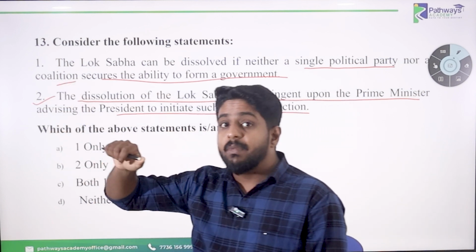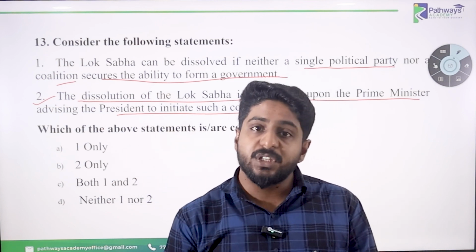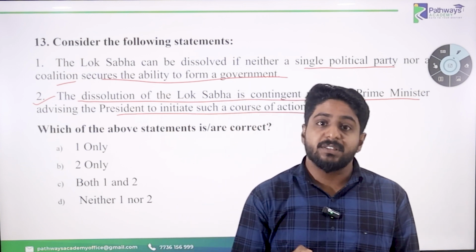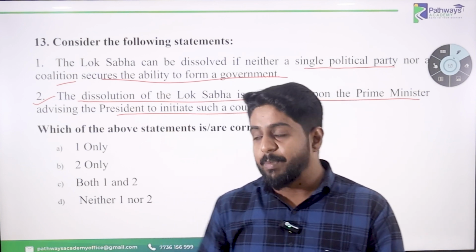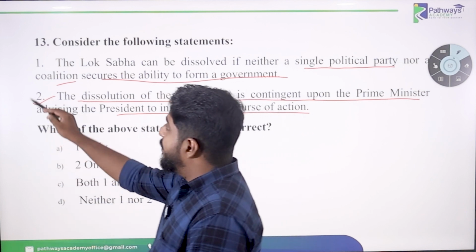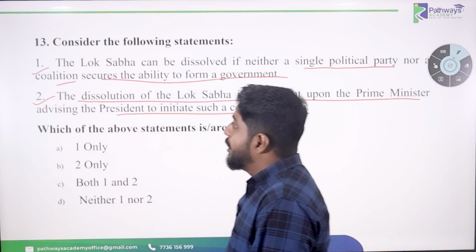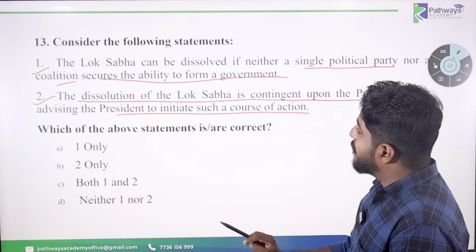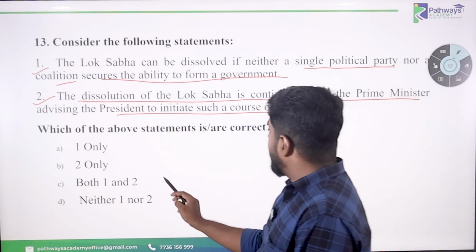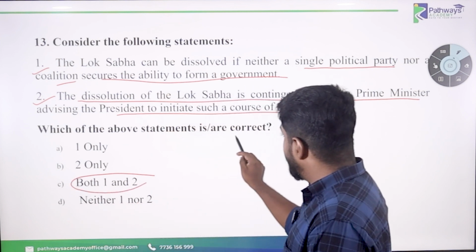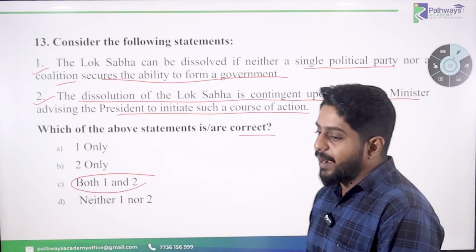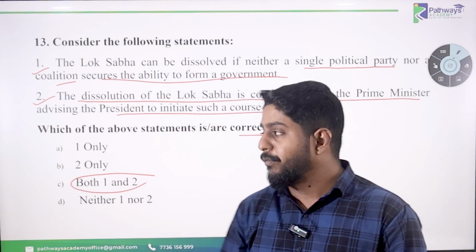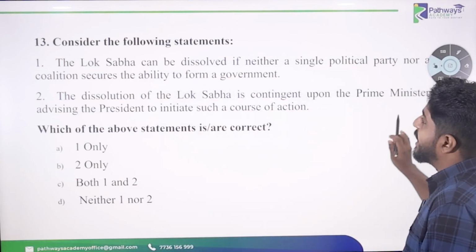So if the Prime Minister advises the President of India to dissolve the Lok Sabha, and the president is satisfied that the Prime Minister has majority support in Lok Sabha, the president will have no other option than dissolving Lok Sabha. So statement 1 as well as statement 2 are right. The answer for this question is both 1 and 2, because you are asked about the correct statements. So question number 13 has option C as the right answer.